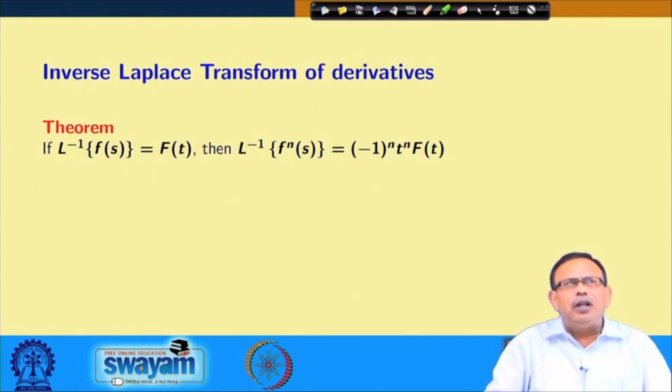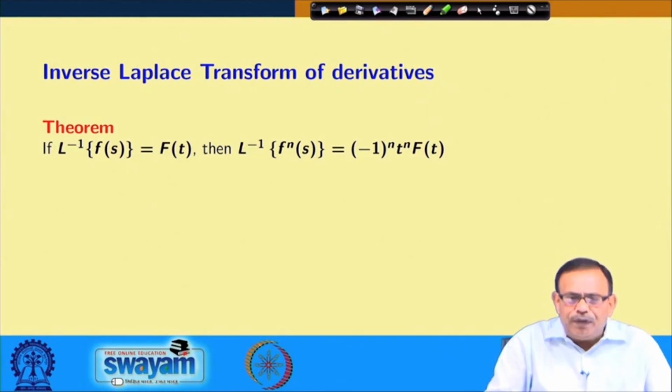Now, let us see about the derivatives of inverse Laplace transform. We have seen that if I know the Laplace transform of a function, from the theorem I can tell what would be the Laplace transform of derivatives, or in particular the nth derivative of a function. Similarly, here also I can find the inverse Laplace transform of derivatives. That is, if Laplace inverse of F(s) equals f(t), then Laplace inverse of F^(n)(s), that is the nth derivative of the Laplace transform F(s), equals minus 1 to the power n t to the power n into f(t).